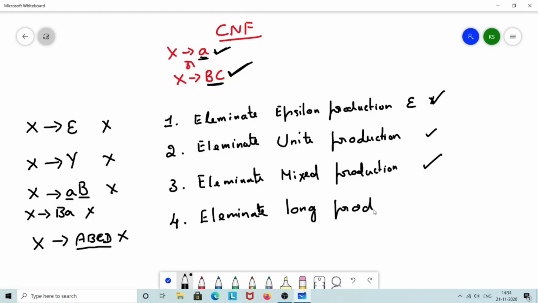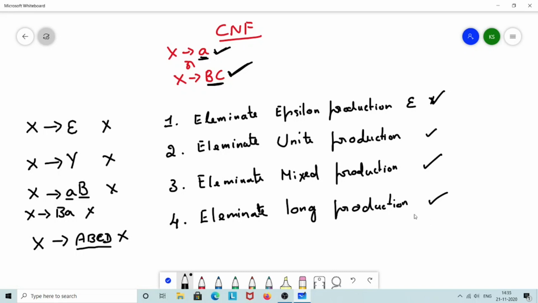So these are the 4 steps or 4 algorithms that need to be executed or implemented to get the final result of my context-free grammar in Chomsky's normal form. So what do we do first? We eliminate the epsilon production, which we have already seen in the previous lecture video. Then we eliminate the unit production, which we will be looking at very soon, followed by elimination of mixed production, and finally we eliminate the long production.